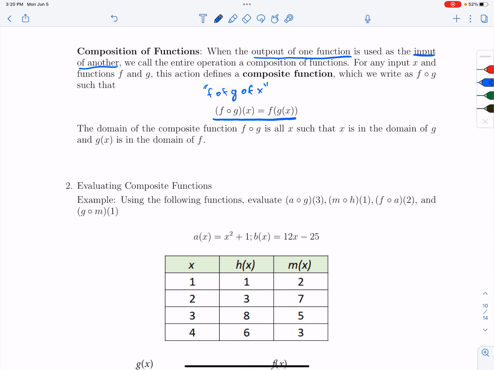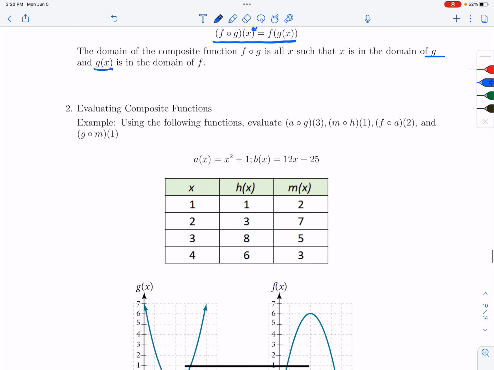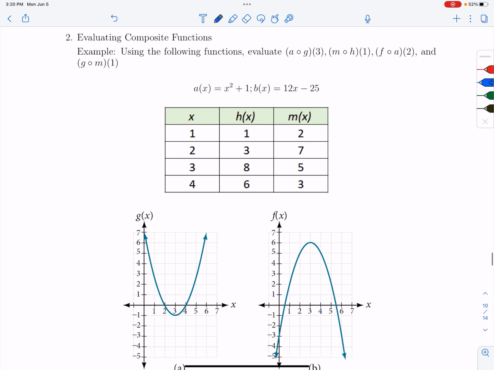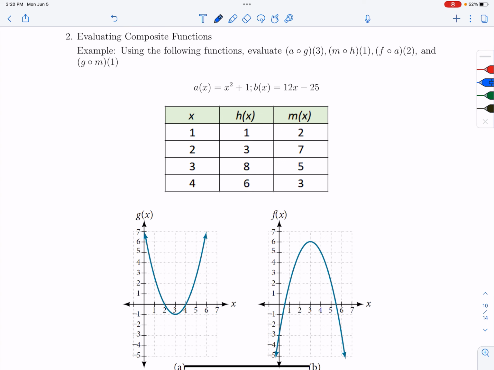That's how we read this right here, and actually both of these are read like that. The domain of a composite function f of g is all x such that x is in the domain of g, and g of x is in the domain of f. We'll talk more about the domain for a composite function later in the video. But first, let's talk about how we can evaluate a composite function.